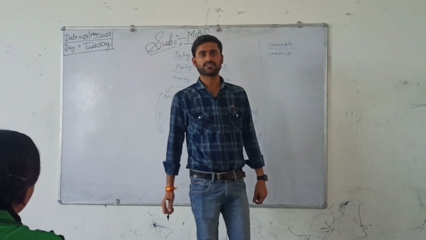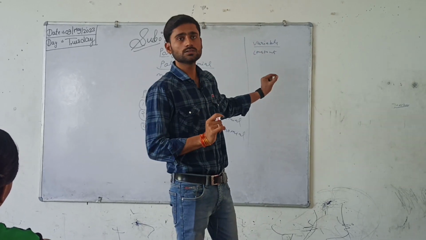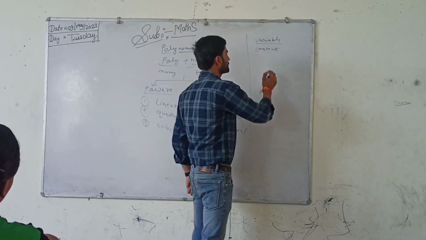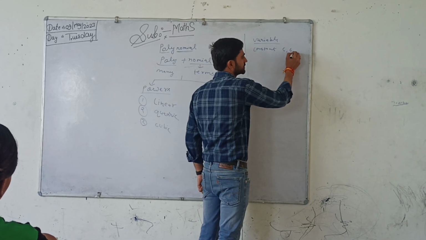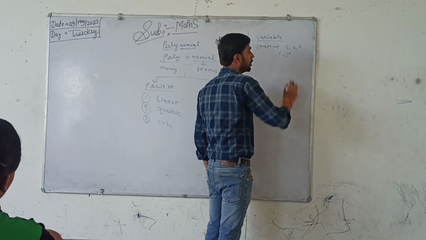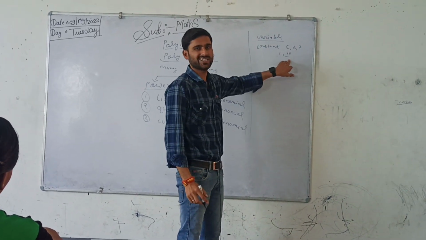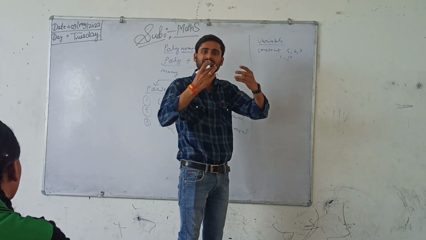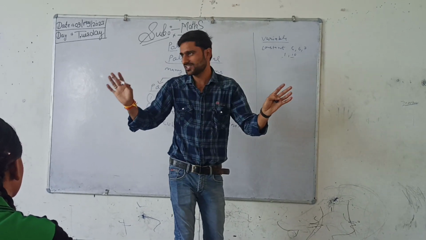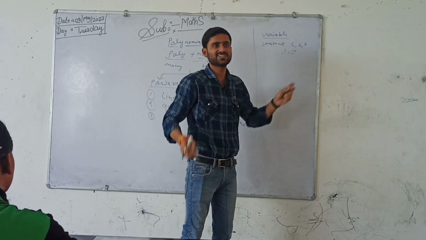What is the constant? The number whose value is fixed is called constant. Like 5, 6, 7, 1, 10. These all numbers have a fixed value. If we talk about the 10, its value 10 will remain always the same. Never will change. Have you heard that today the value of 10 is 10 and yesterday it was 9?